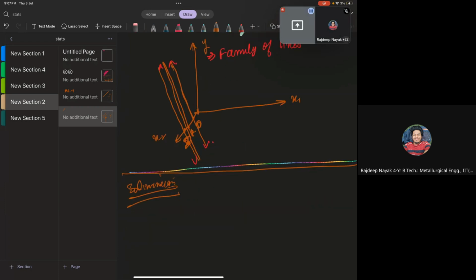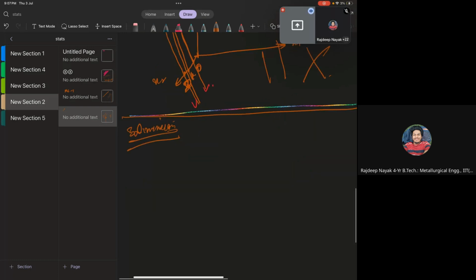And now these family of lines can be anything. They might be parallel, they might be intersecting. Don't assume things. Rajdeep especially. Clear?